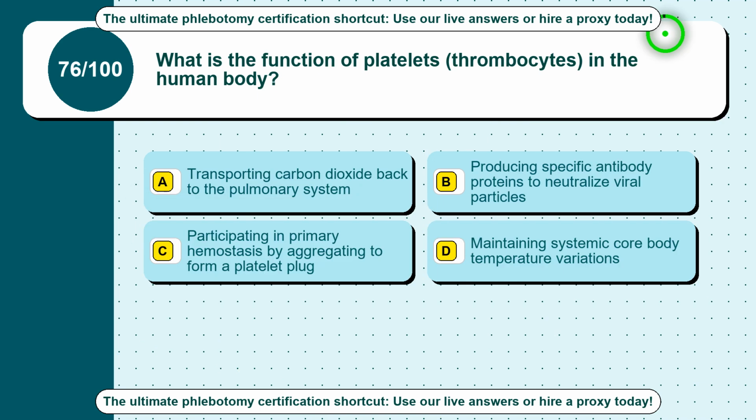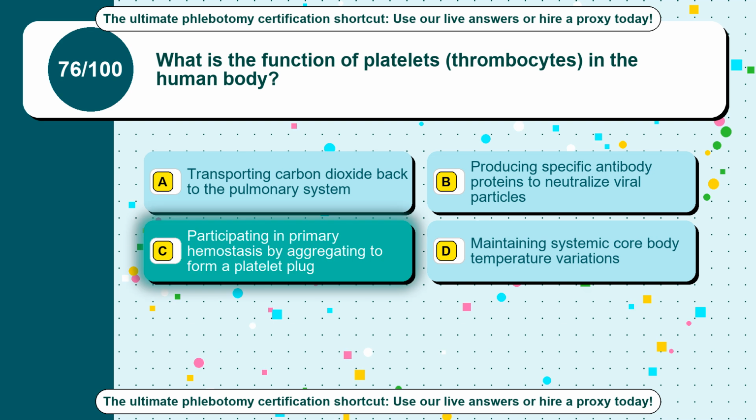Question 76. What is the function of platelets, thrombocytes, in the human body? Option A. Transporting carbon dioxide back to the pulmonary system. Option B. Producing specific antibody proteins to neutralize viral particles. Option C. Participating in primary hemostasis by aggregating to form a platelet plug. Option D. Maintaining systemic core body temperature variations. The correct answer is option C.